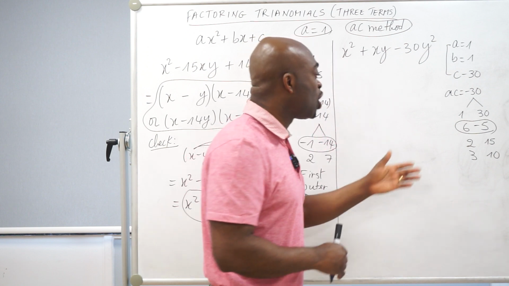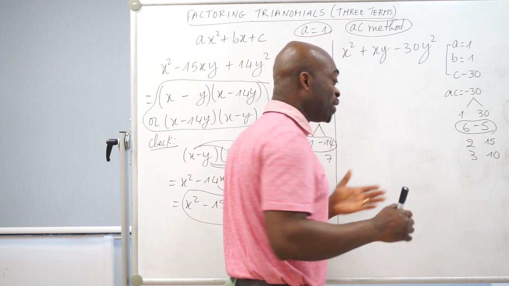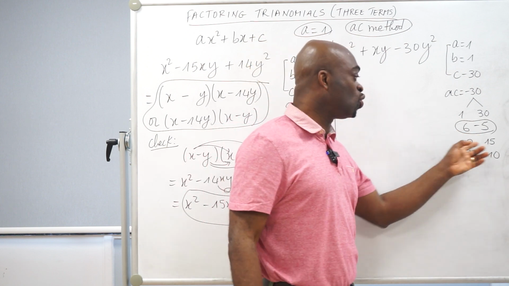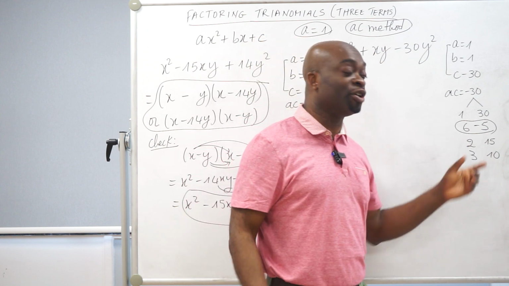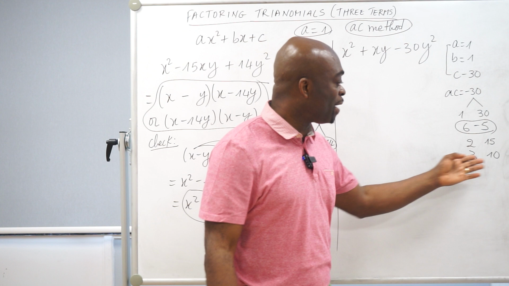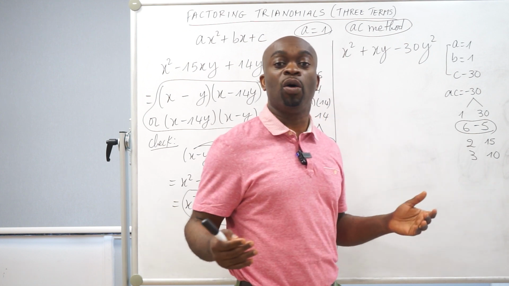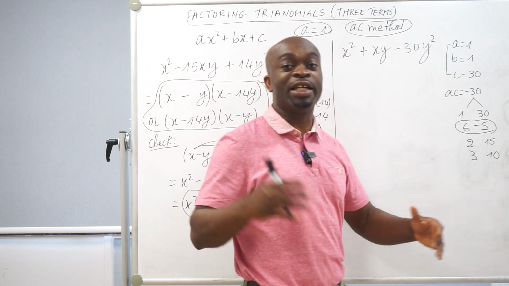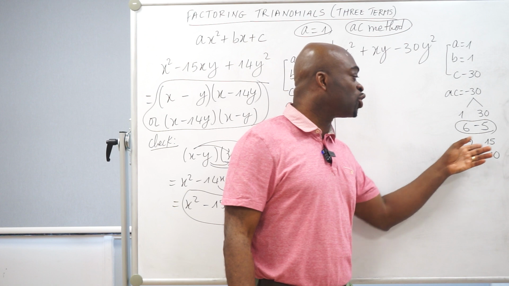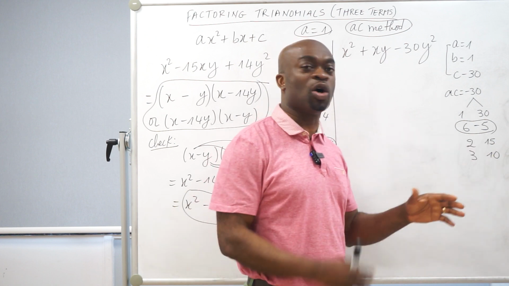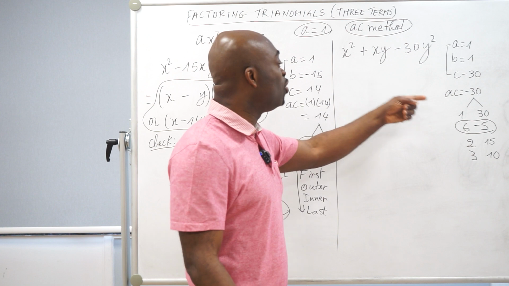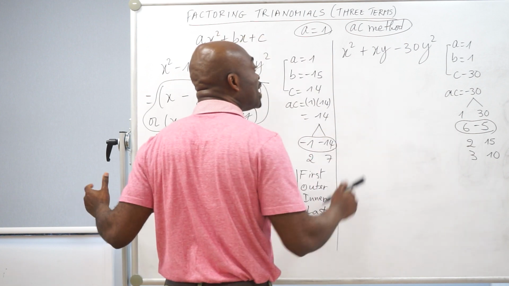So if you check the others, 2 and 15, is there any way to add or subtract to get positive 1? No. How about 3 and 10? No. It's going to give you 7 or negative 7. For the 2 and 15, it's going to give you 17 or 13. So it would never give you that. So you end up with positive 6, negative 5.